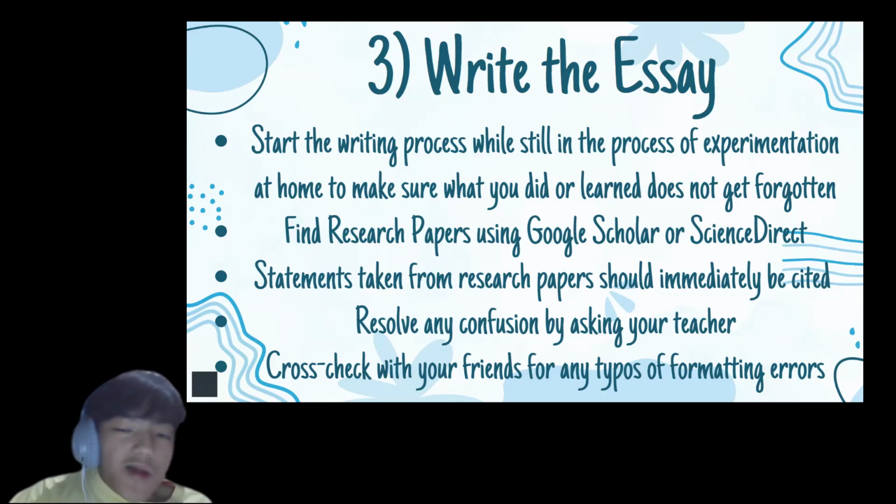Research papers you can easily find using Google Scholar or Science Direct, or you can just do a simple Google search. Statements taken from research papers should be immediately cited. Otherwise, you're gonna have a lot of links that you forgot where you took them from, and you have to cite them all at once, and it's time consuming. I'm gonna be honest, it's really time consuming.